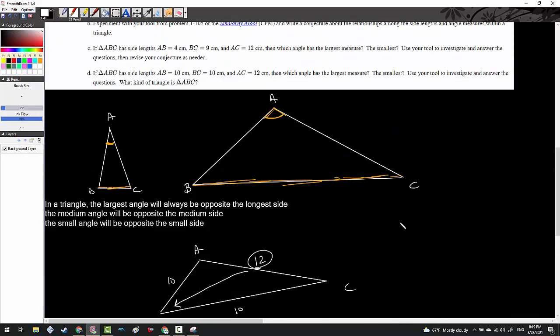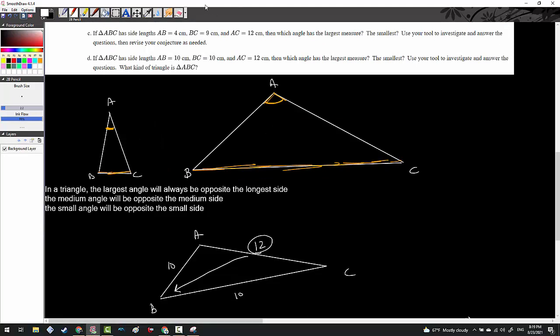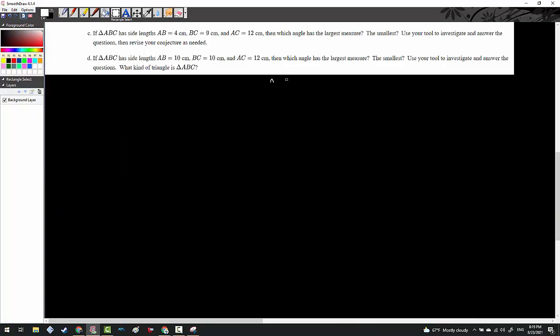So let's try it again here. Oh, I accidentally did D. Let's do part C real quick. It's a 4, 9, 12 triangle. Let me go ahead and delete some of this stuff here to get some space going.